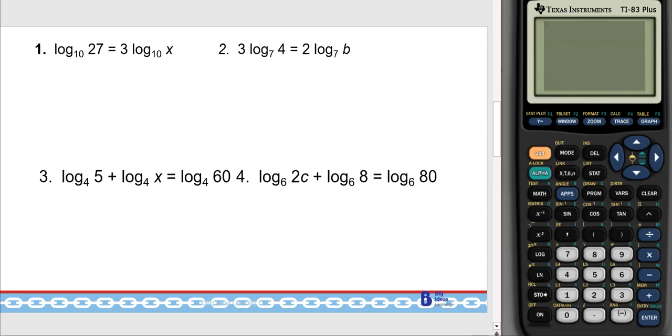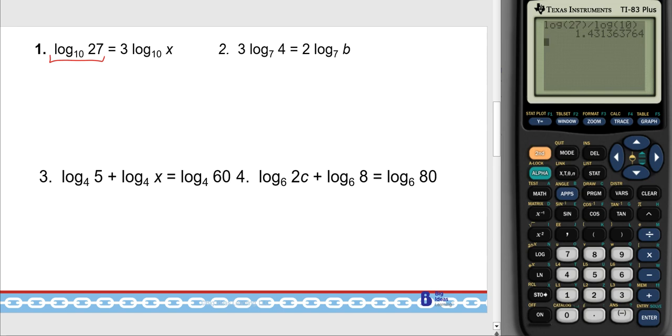So getting started here: log base 10 of 27 equals log base 10 of 3 times log base 10 of x. And my go-to is always to look and see, can I evaluate anything? Could I put this into my calculator, log of 27 divided by log of 10, or just log of 27 would work in this case. I can't evaluate it exactly, but I get 1.431 and the decimal goes on forever. So that's not real helpful when I'm trying to solve an equation.